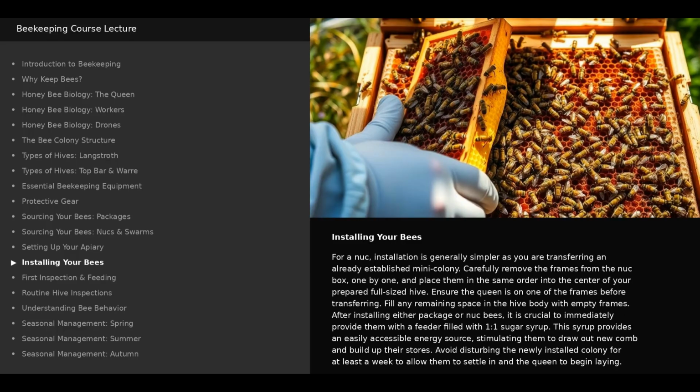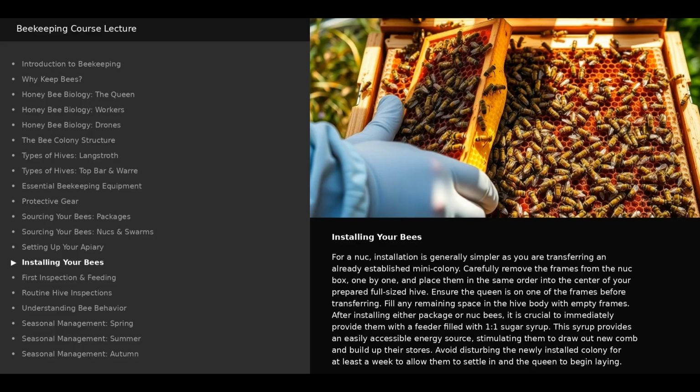For a nuke, installation is generally simpler as you are transferring an already established mini colony. Carefully remove the frames from the nuke box, one by one, and place them in the same order into the center of your prepared full-sized hive. Ensure the queen is on one of the frames before transferring. Fill any remaining space in the hive body with empty frames after installing either package or nuke bees.